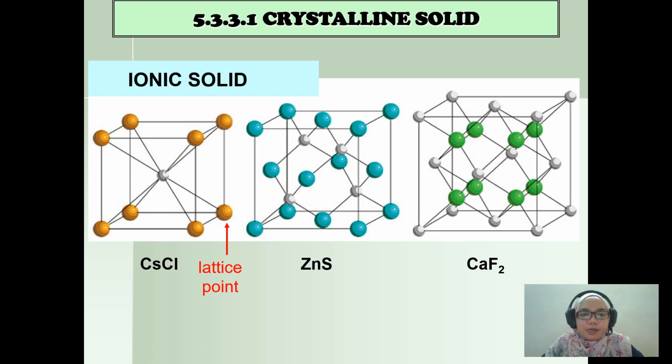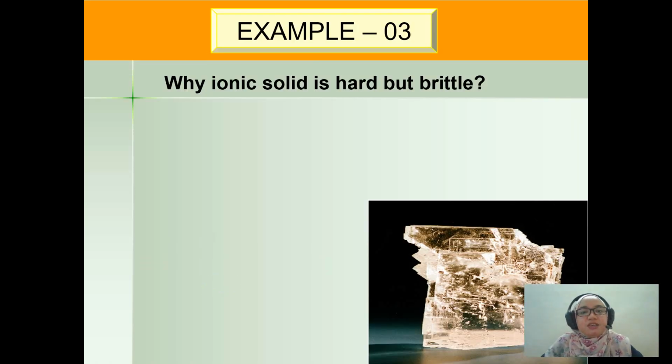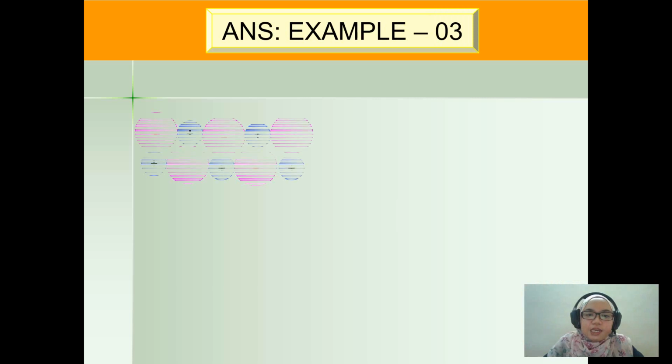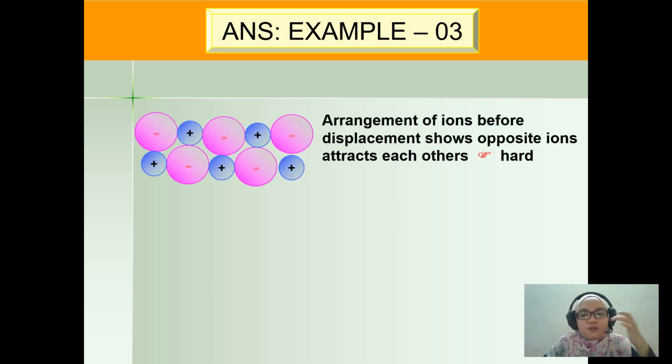The question for this one, dia tanya kita, why is ionic solid hard but brittle? Brittle tu apa? Mudah pecah lah, mudah rapuh. When we apply some forces onto the ionic solid, it will tend to crack or break. Why? Let's look at the arrangement of ions before the displacement. This is the arrangement of the ionic solid, right? It shows the opposite ions attract each other, which makes the ionic solid hard.